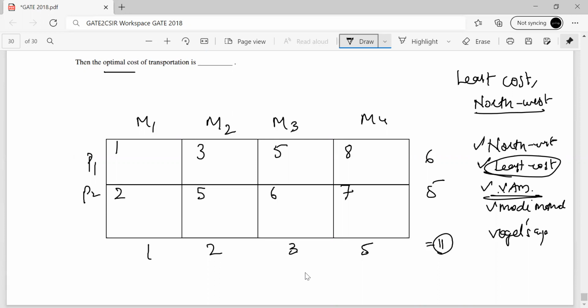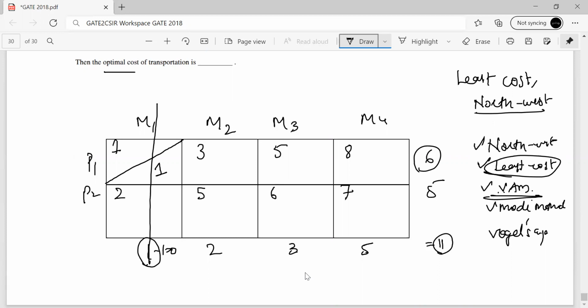Applying least cost first, let's check what we get, and then we will check by northwest too. If you apply least cost, consider the least element of this matrix. I find here it is 1. Now let's assign values to 1 and check 1 and 6. The minimum of 1 and 6 is 1, so 1 is assigned here. 1 minus 1 becomes 0, so this quantity is now lost.